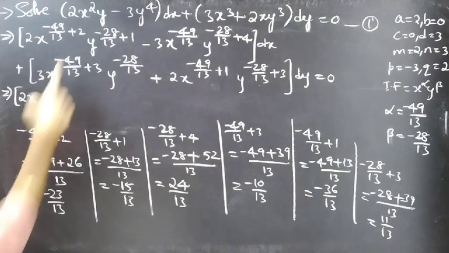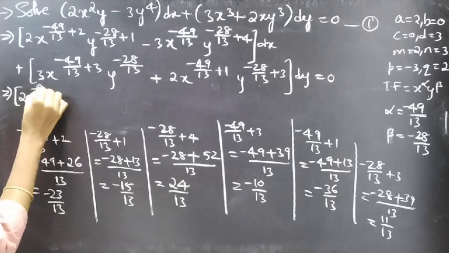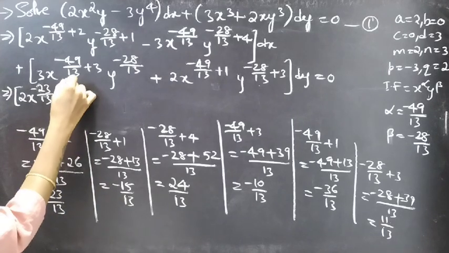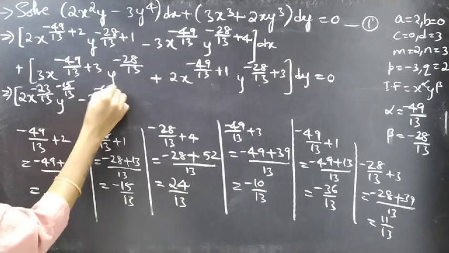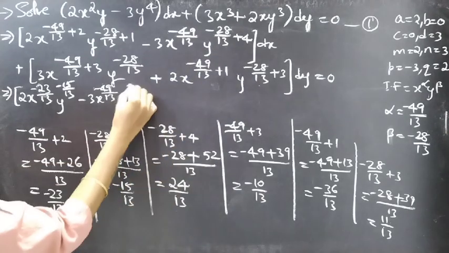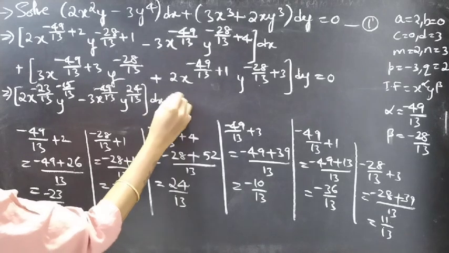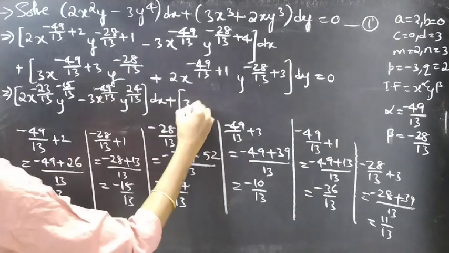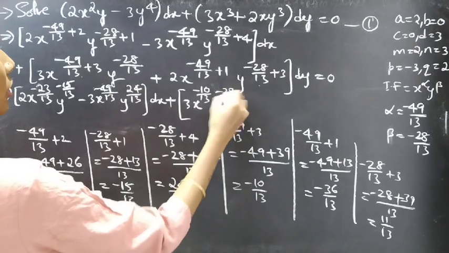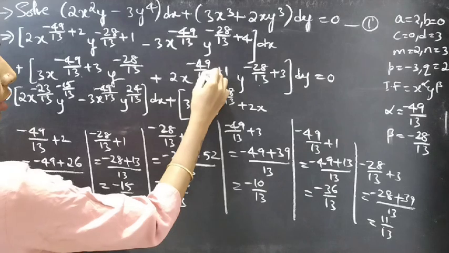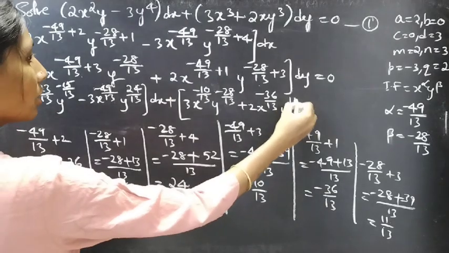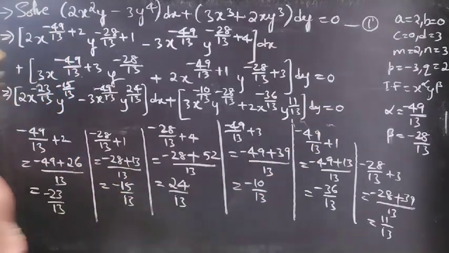2x power minus 23 by 13 into y power minus 15 by 13, minus 3x power minus 49 by 13 into y power 24 by 13 into dx, plus 3x power minus 10 by 13 into y power minus 28 by 13, plus 2x power minus 36 by 13 into y power 11 by 13 into dy equal to 0.